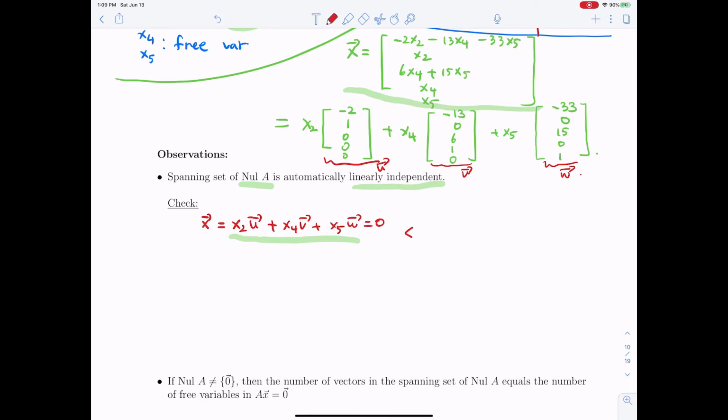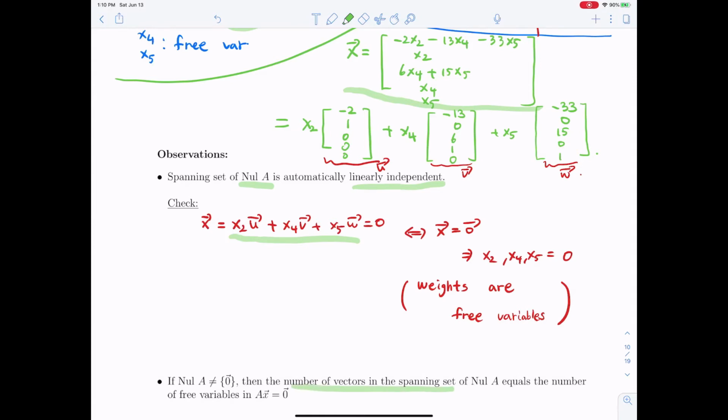So this is equivalent to having x equal to 0, which means that x2, x4, and x5 have to be 0 as well. And because of this, the number of vectors in the spanning set of the null space of the given matrix A equals the number of free variables of the given homogeneous matrix equation Ax equals 0.